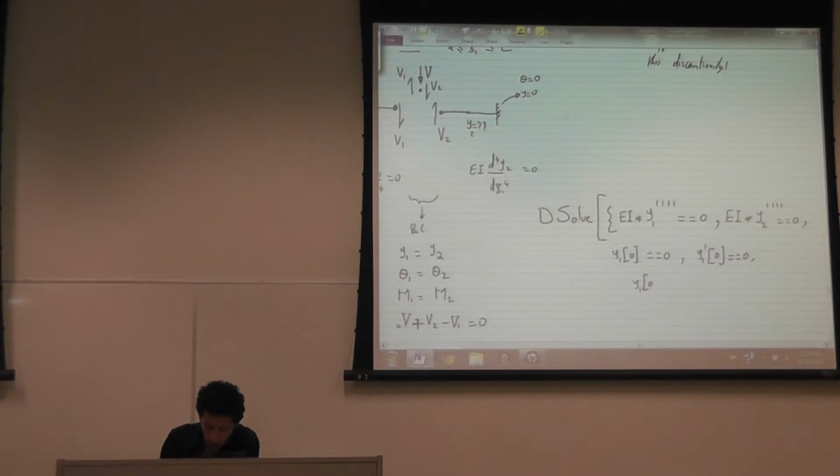Y1 of A equals Y2 of A, and so on. Put all the boundary conditions. EI multiplied by Y, 1, 2, 3, 4. Sorry, 1, 2, which is the second, which is the moment. The moment on the left is equal to the moment on the right.